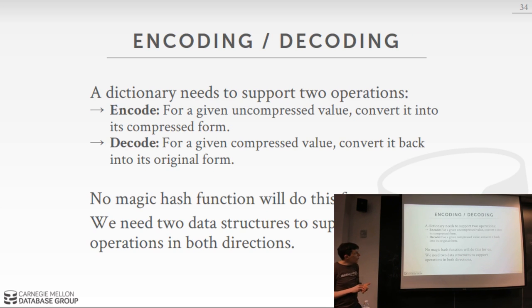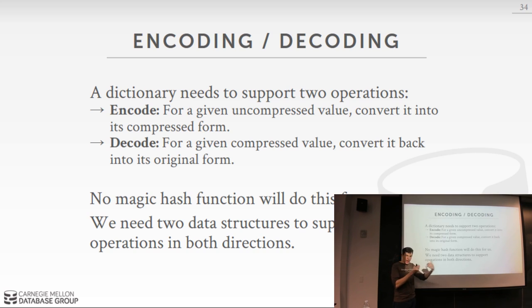All right, so for encoding and decoding, we want this to be fast, obviously, and it's pretty basic to understand. We have an uncompressed value, we encode it, we get back the dictionary code for it, and then if we give that dictionary code back to the decoding scheme, then we get back its original form. So the first thing to point out here is that there's no hash function that's going to be available to us to do this for us. You can't use something like MD5 because that is a one-way hash function.